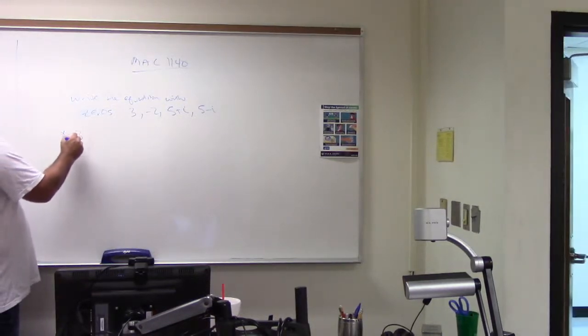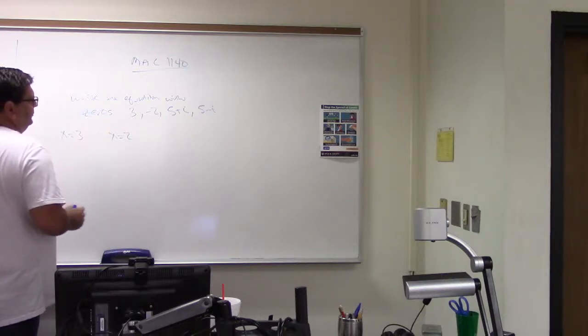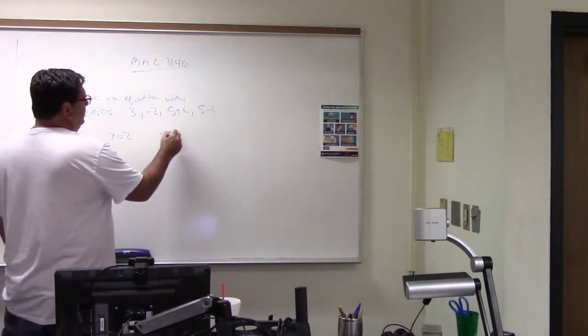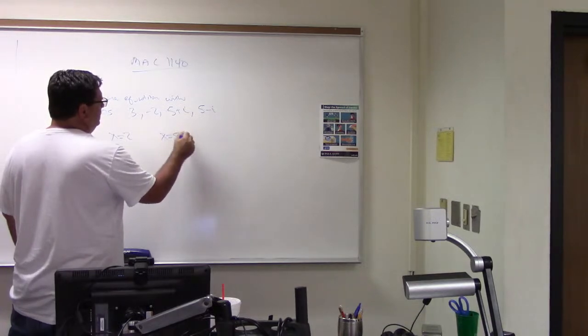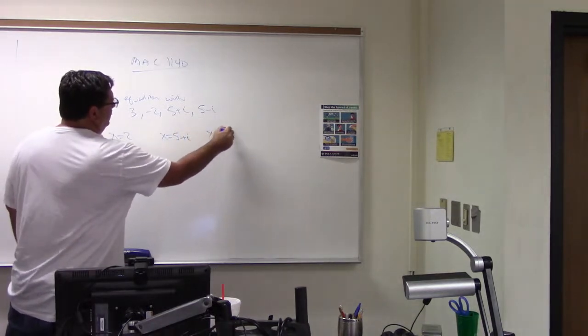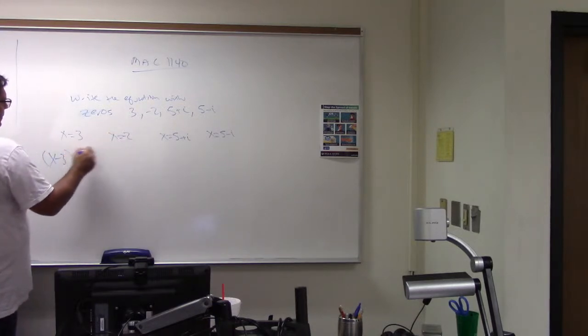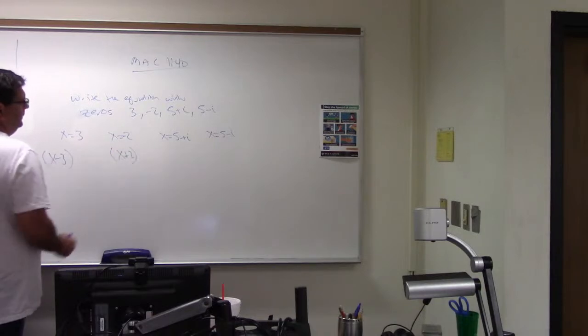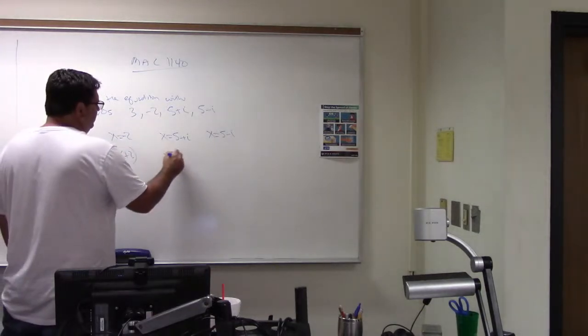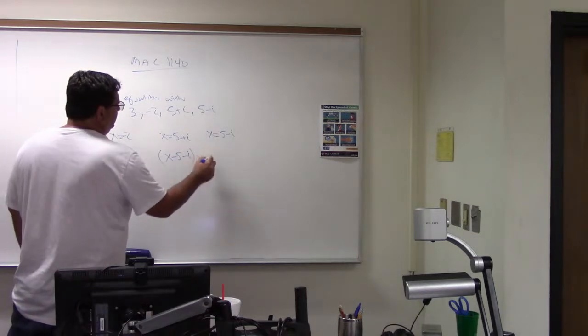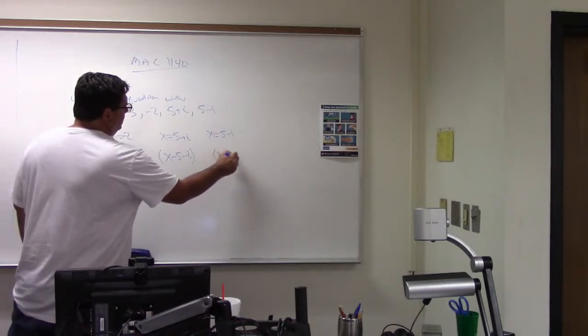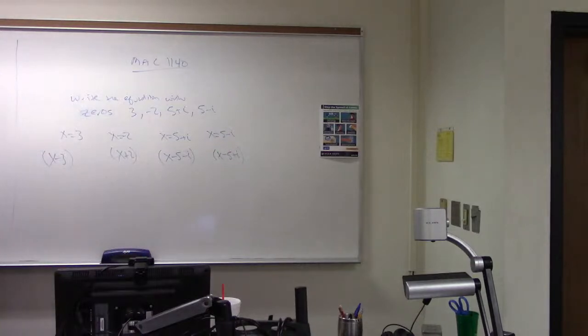So we have x equals 3 is a 0. x equals 2 is a 0. x equals 5 plus i is a 0, and x equals 5 minus i is a 0, yes? So as we bring these over as factors, this factor is x minus 3. This factor is x plus 2. This factor is x minus 5 minus i. This factor is x minus 5 plus i. Yes?